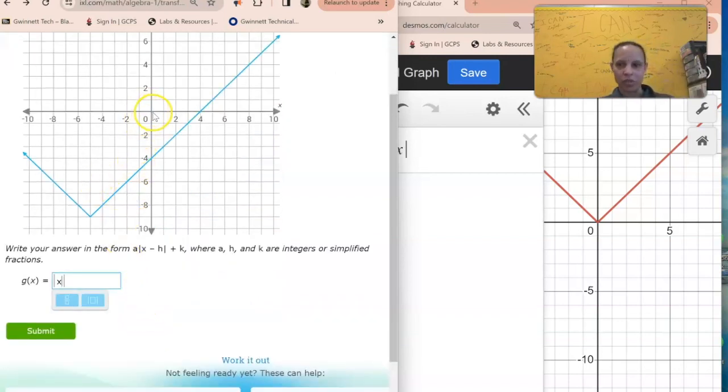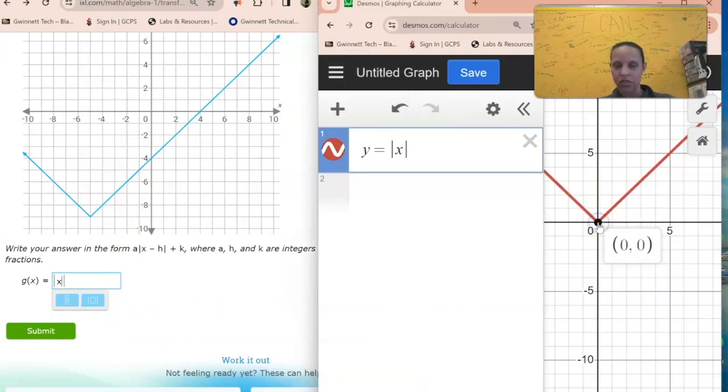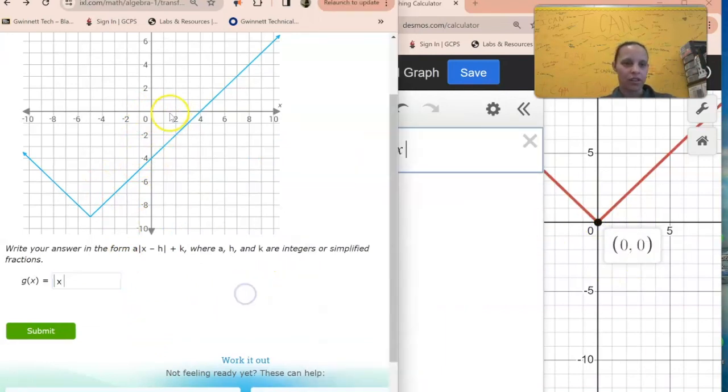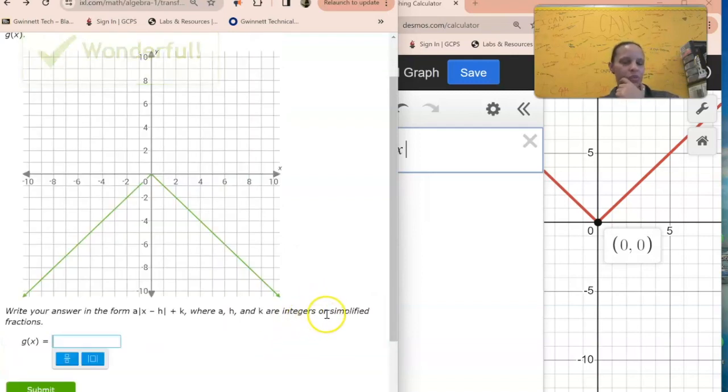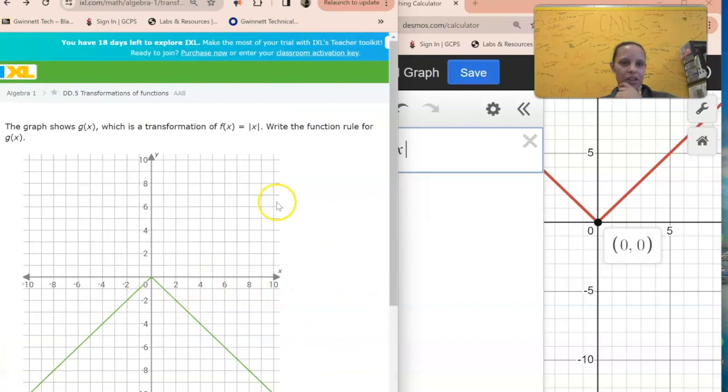So what did it move from? It started at 0, right? It was absolute value of 0, 0. All right, it started at 0 and it moved left 5 and down 9. How do I write that? Left 5 is plus 5 inside, and down 9 is outside, minus 9. Okay, so left 5, down 9. Yeah, so it's really much faster to do this by hand than with a calculator.